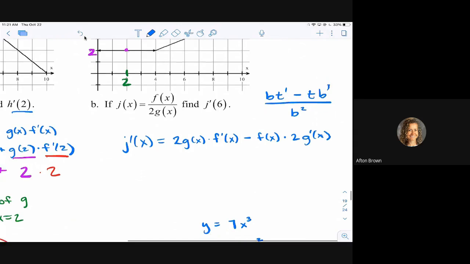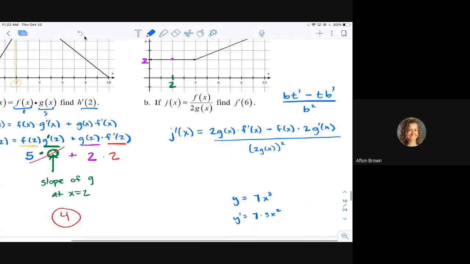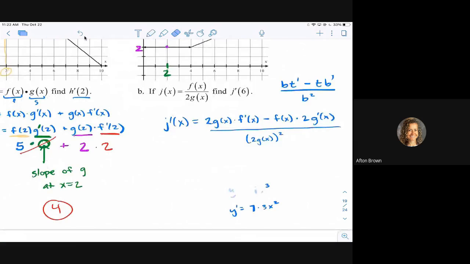Okay, so it's 2g prime, and then it's all over the bottom. Just go ahead and keep it in parentheses, squared. Okay, see if you can finish that one off. Just plug in 6 and then see if you can evaluate everything.